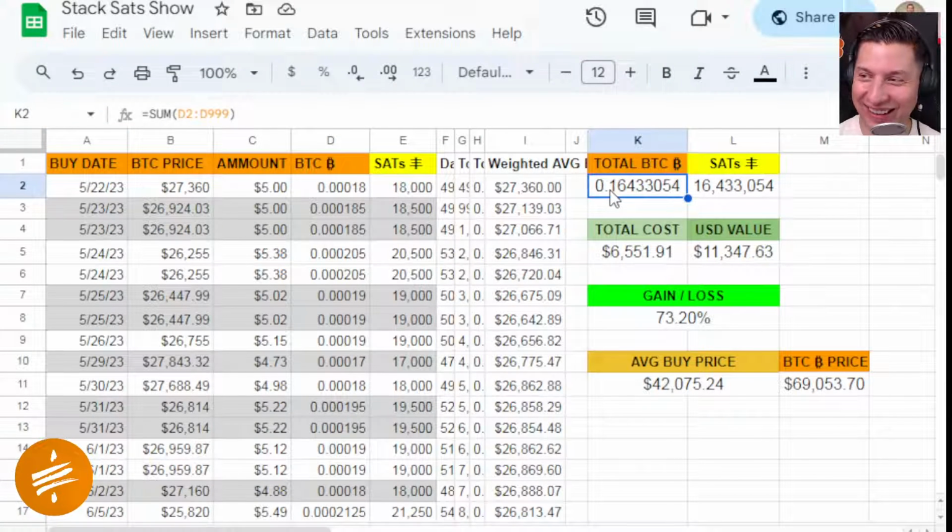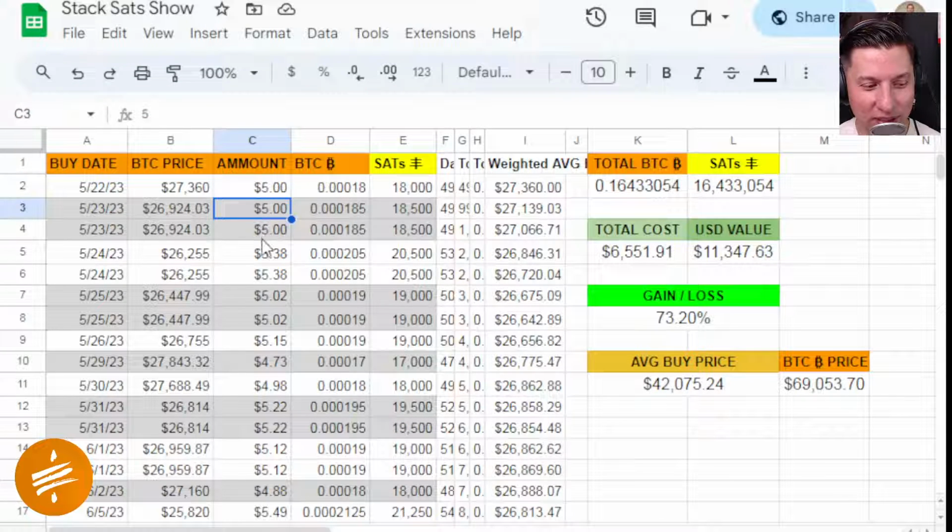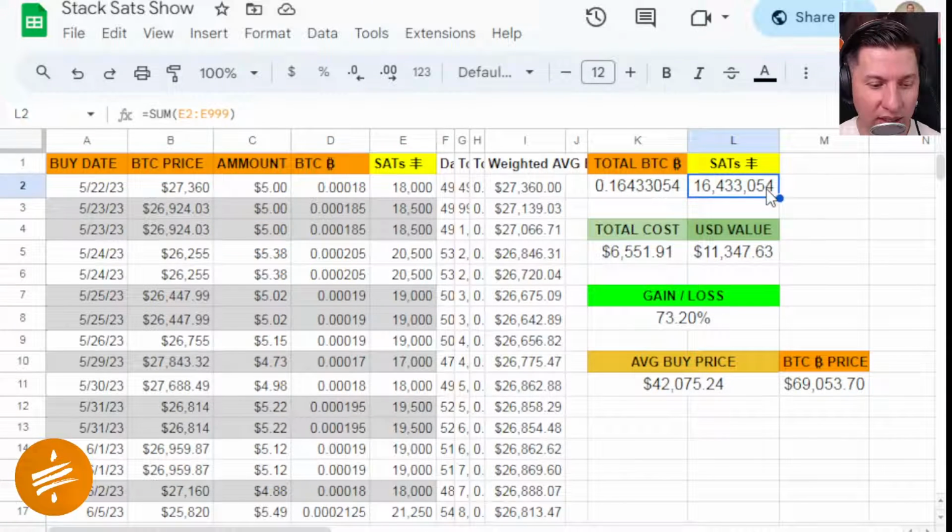0.16 Bitcoin, which seems like nothing. It's 0.16 Bitcoin. It's not even 0.2 of a Bitcoin, but it's our 0.16 Bitcoin, or it's the show's 0.16 Bitcoin. Okay, we started stacking $5 a day, and then sometimes we did $10 a day, sometimes we did $20 a day. And eventually we worked our way up, and now we're doing about $20 buys daily, or Monday through Friday. So since then, we've invested about $6,551 to accumulate that 16.4 million Satoshis.